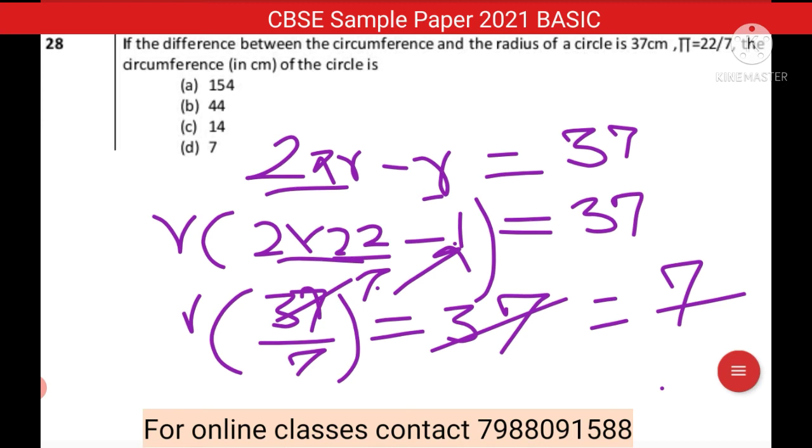These are calculation shortcuts which you can get only by practice. And this trick is available on the channel. You must go and watch it. So R is equal to 7. D is the correct option.